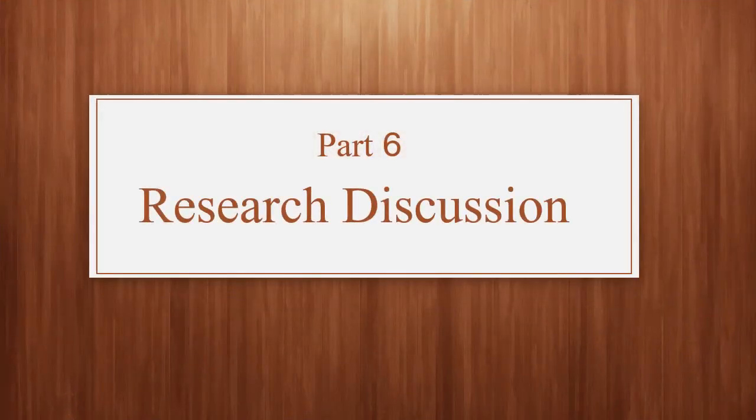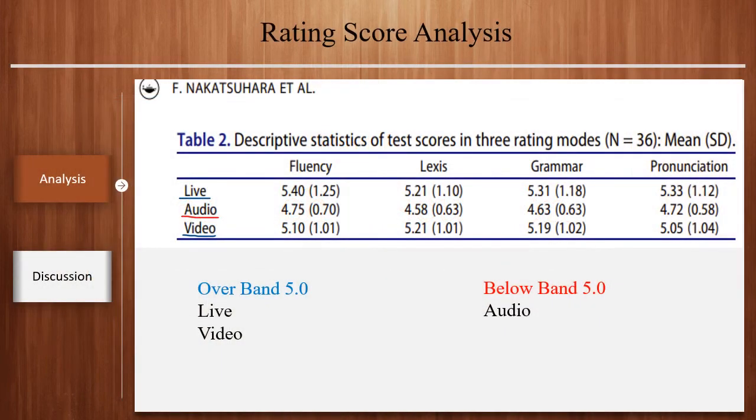Now let's move to the research result and discussion sections. Well, first is the rating score analysis, which was based on research question 1. Please look at table 2 in the slide with a summary of descriptive statistics of the score awarded for the 3 rating conditions, live, audio, and video. You can see that the mean score of the live and video rating were over Band 5, while only the audio rating were under Band 5.